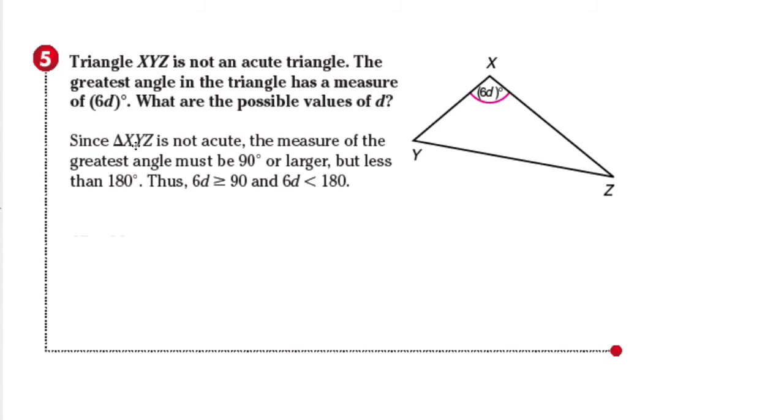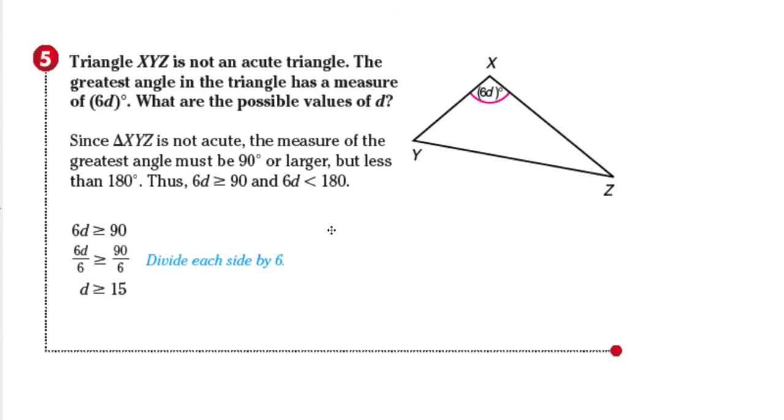Since triangle XYZ is not acute, the measure of the greatest angle must be 90 degrees or larger, but less than 180 degrees. Thus, 6D should be greater than or equal to 90 degrees, and 6D is less than 180 degrees. Let's solve the first inequality, 6D is greater than or equal to 90. We divide both sides by 6 and end up with D is greater than or equal to 15.